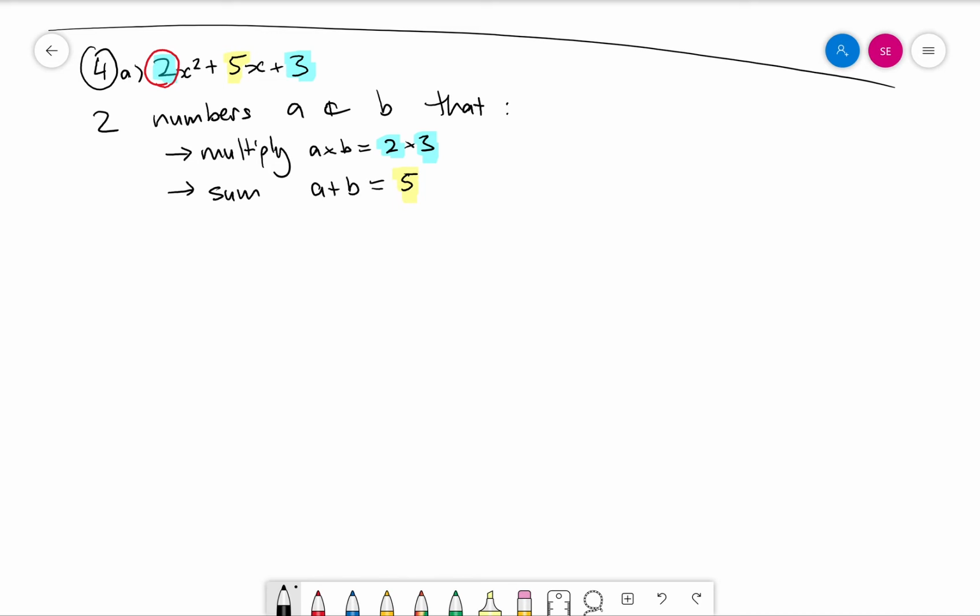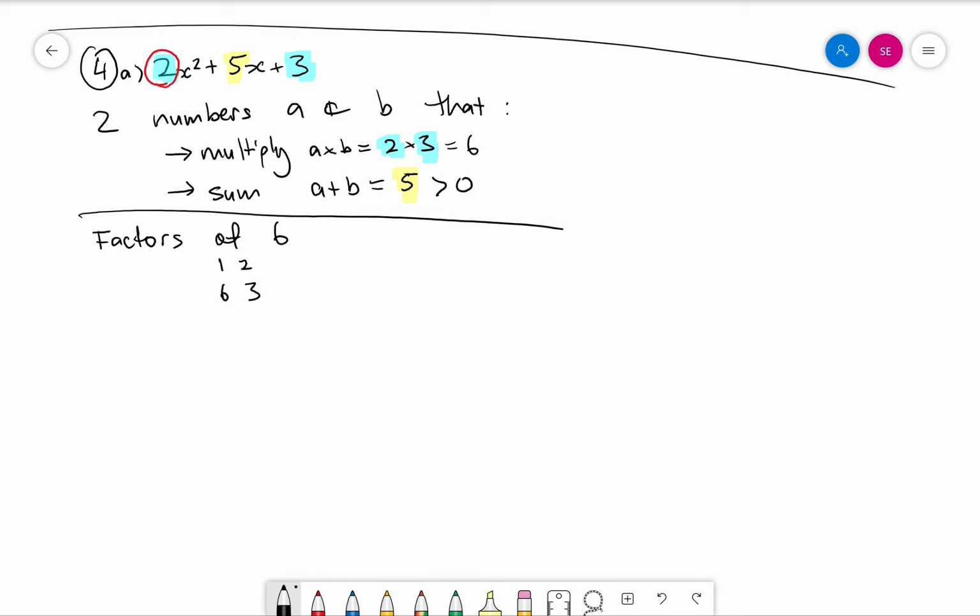Alright, the way I like to do it is I go, okay, 2 times 3 is 6, so let's find the factors of 6. Also note that the sum is equal to 5, which is greater than 0. Actually, we'll come back to that in a sec. So let's look at the factors of 6 first. 1 times 6 is equal to 6, and 2 times 3 is equal to 6.